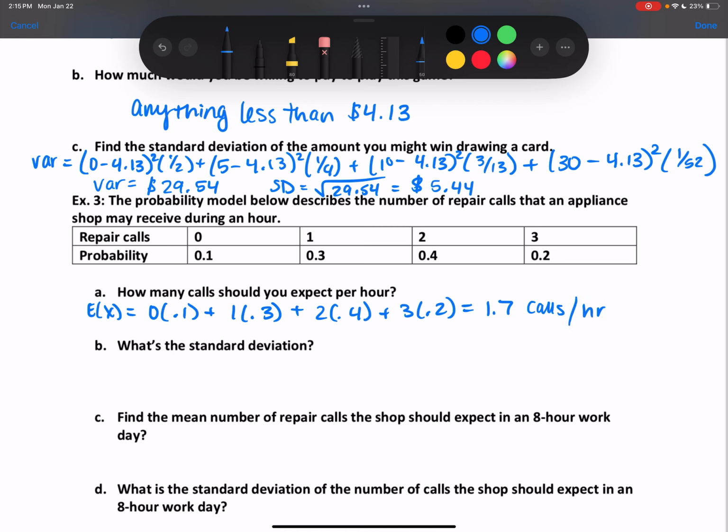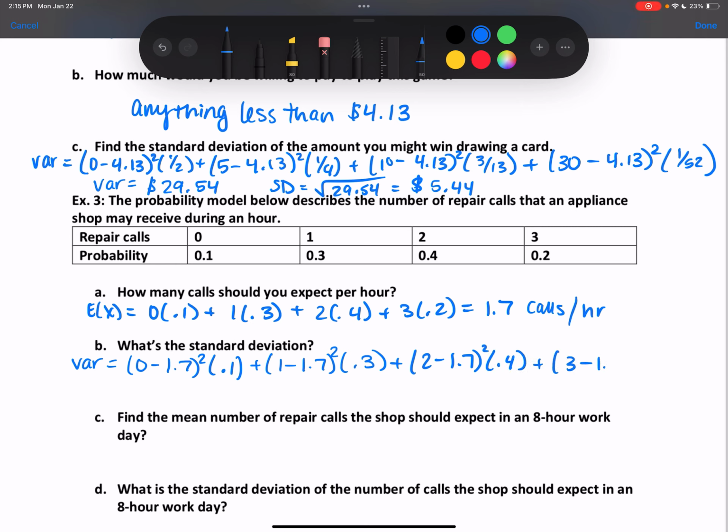So what is the standard deviation? How do I find that? Find the variance and then find the square root. Variance. So 0 minus 1.7 squared times 0.1 plus 1 minus 1.7 squared times 0.3 plus 2 minus 1.7 squared times 0.4 plus 3 minus 1.7 squared times 0.2.